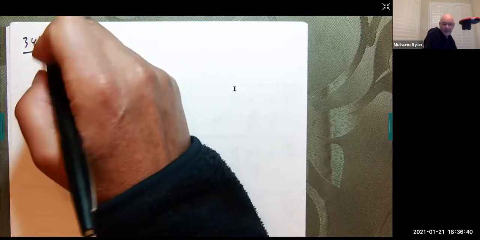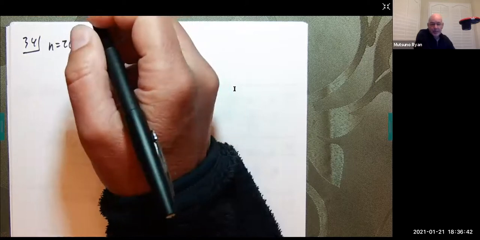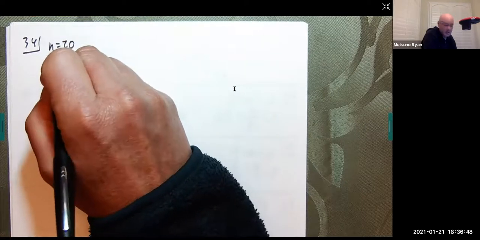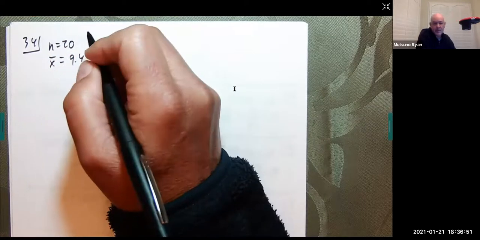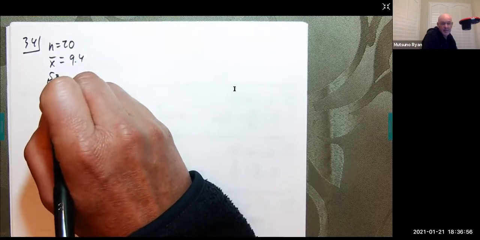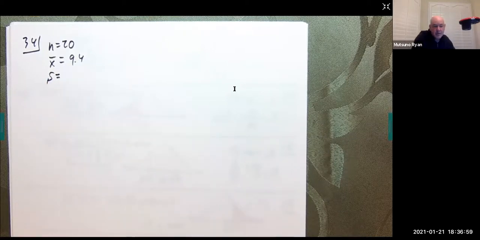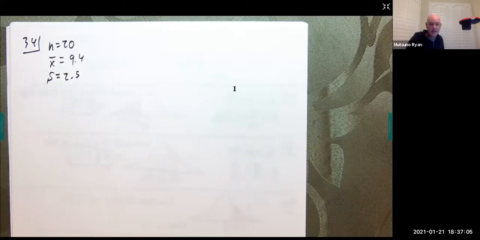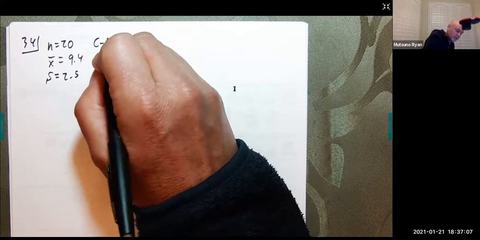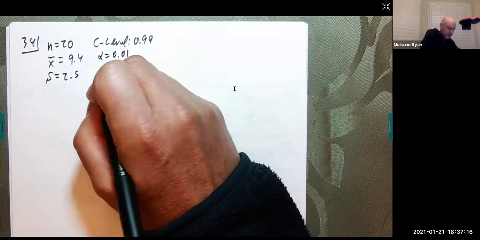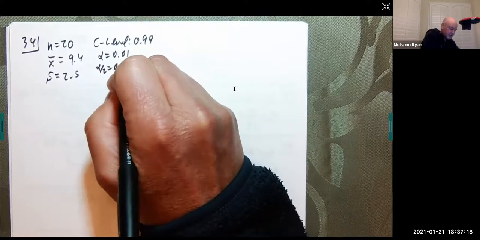First of all, we have that n is 20. And the mean we don't need for what we're doing, but I'll put it down anyway. Mean is 9.4. Standard deviation, this is the sample standard deviation, is 2.5. All right, so our confidence level is 0.99, which means alpha is 0.01, which means alpha over 2 is 0.005.